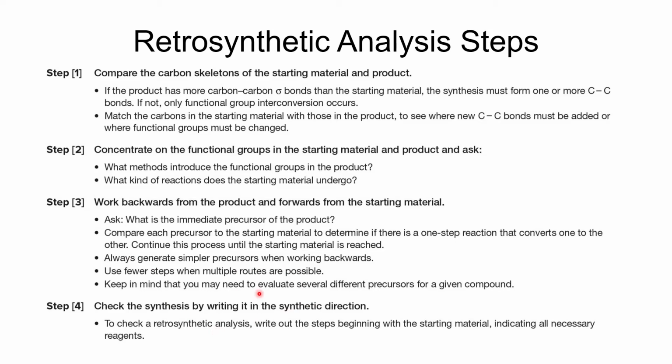All right, and then you may need to work through more than one possibility for a given compound. So you may have an idea and then it doesn't work, and you may have to try something else. And often there's more than one possible way to do it. So once you have a retrosynthesis where you've got the open arrows, then write it out as a normal synthesis process.